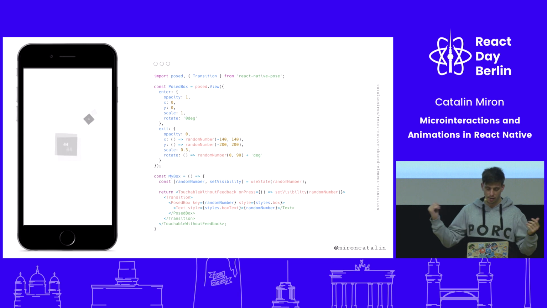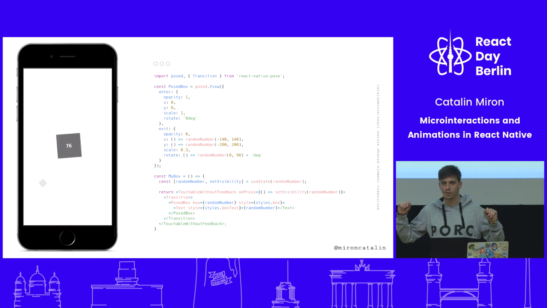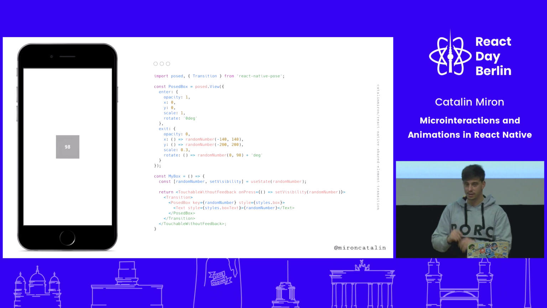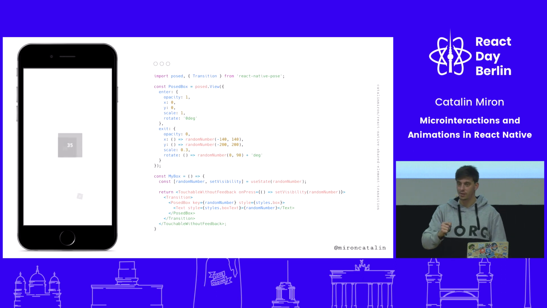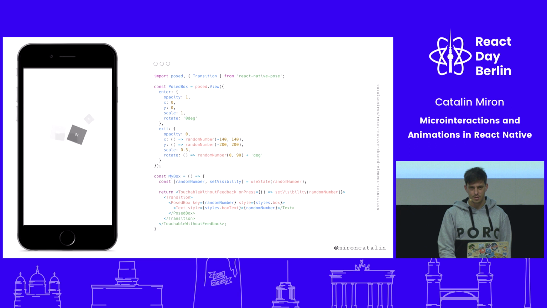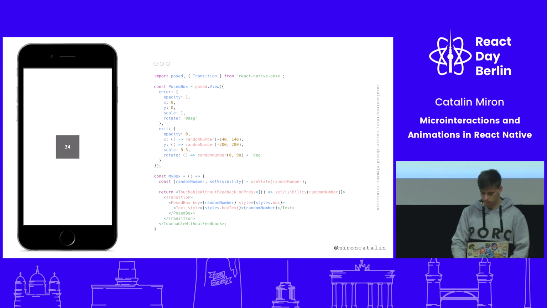But you can do dynamic animations. In my case, I'm just using a random number for X, Y, and I'm also rotating them. So whenever you press on the screen, it's going to change the whole behavior randomly, which is really nice because users will not always expect the same thing to happen.